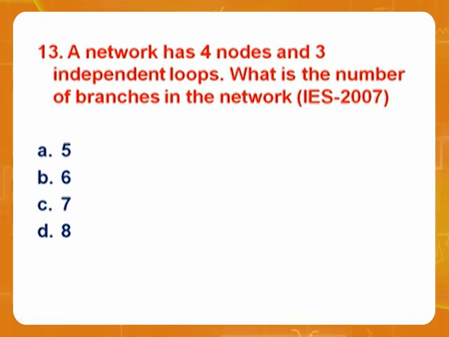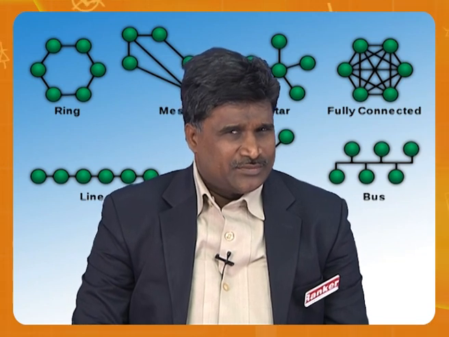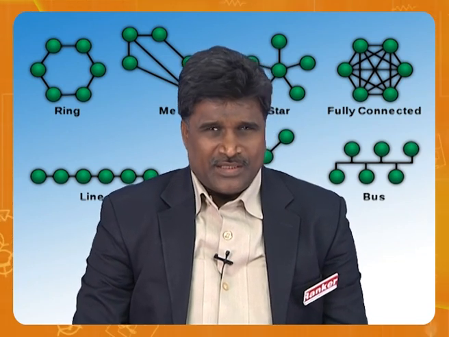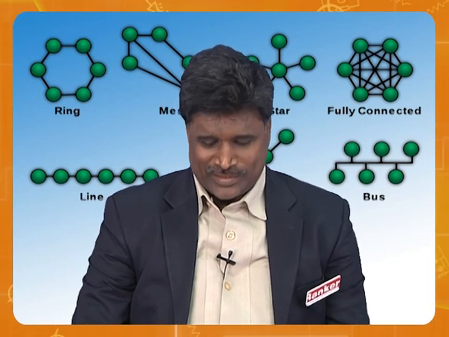13. The network has 4 nodes and 3 independent loops. Very interesting. What is the number of branches in the network? This is given in IES 2007. He is again asking you to check this answer. Very simple equation. L is equal to B minus N plus 1.